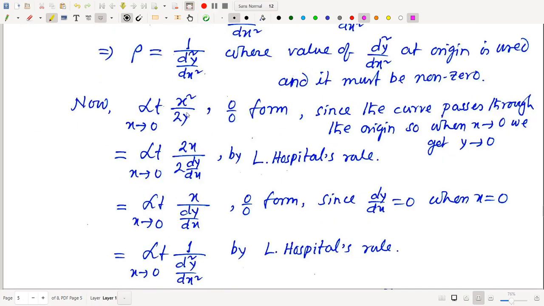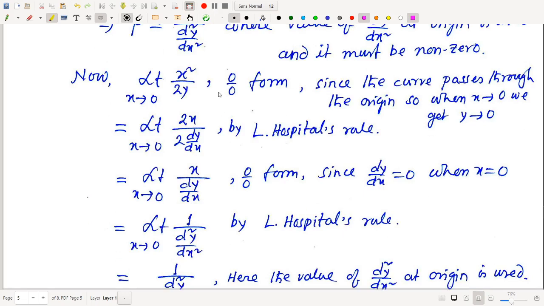Now let us take that limit as Newton has taken. Limit x square by 2y as x tends to 0 is 0 by 0 form. Why? When the curve passes through the origin, when x is 0, y is 0. When x tends to 0, y also tends to 0. So 0 by 0 form. You can use L'Hospital's rule.